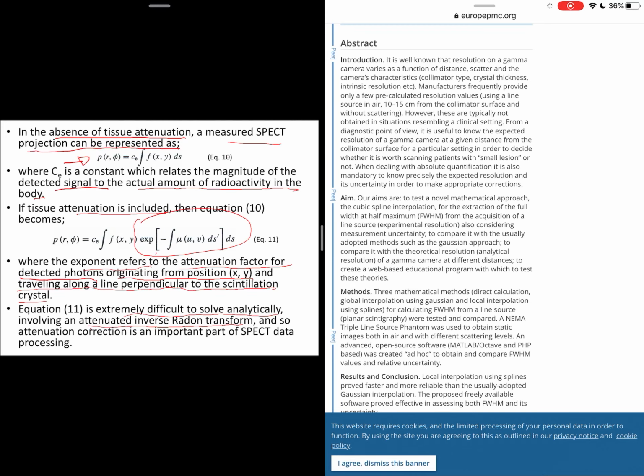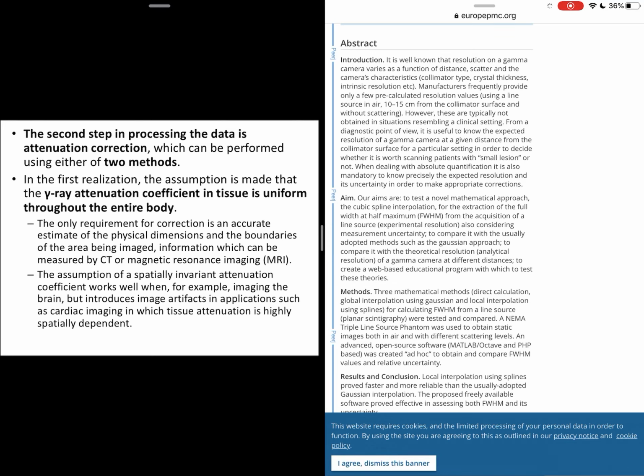Equation 11 is extremely difficult to solve analytically because it involves the attenuated inverse Radon transform. If you ask me what this is, I'm not really familiar with it, to be honest. So the attenuation correction is an important part of SPECT data processing. The second step in processing the data after the scatter correction is attenuation correction, and it can be performed by using two main methods.